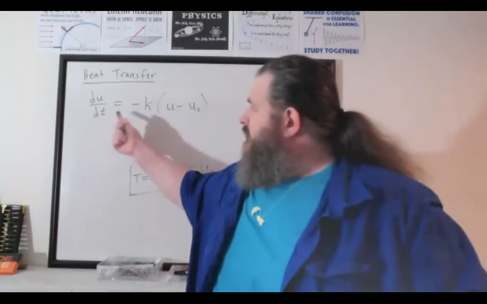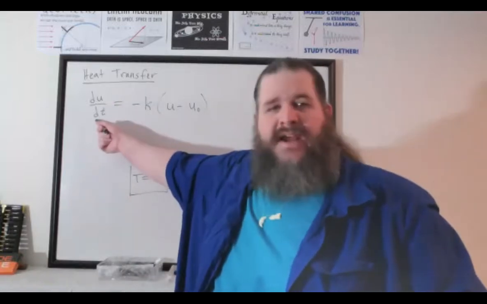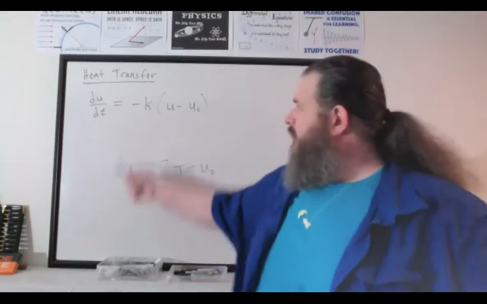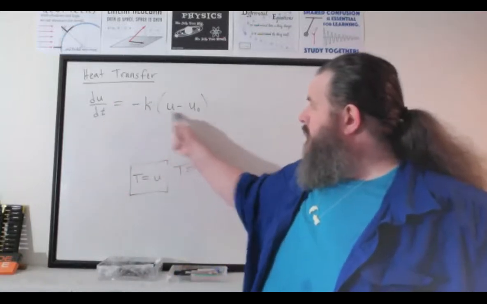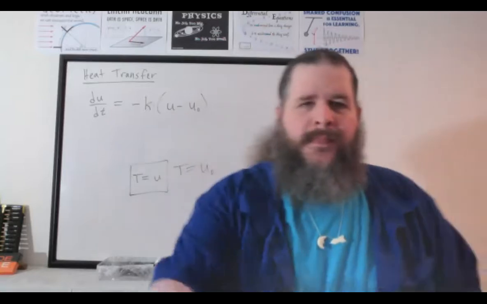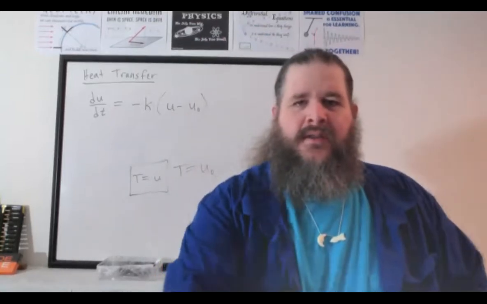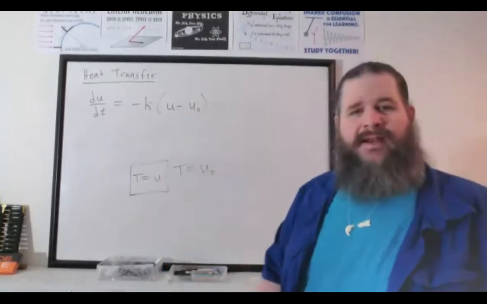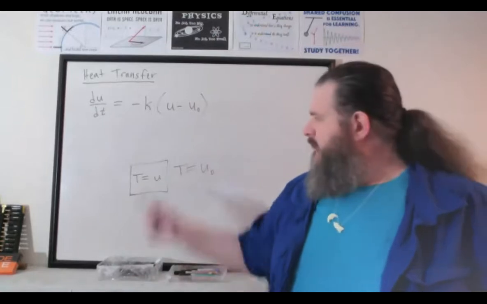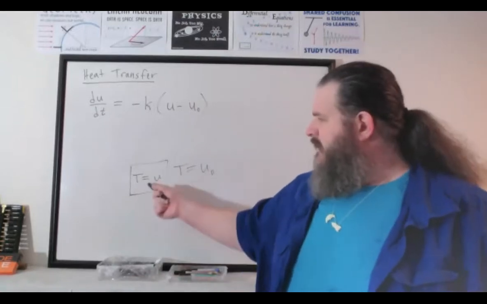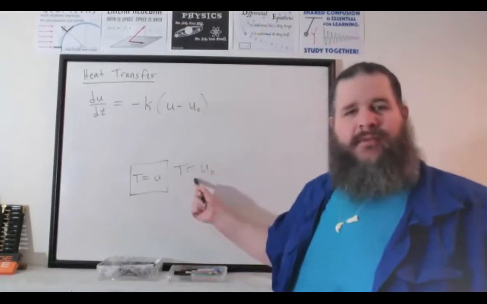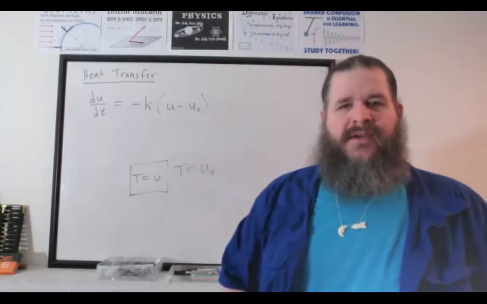Okay. The differential equation we're dealing with is rate of change of temperature of the object is proportional to the difference in temperature. That is how different the object's temperature is from the surroundings right now. For example, if the object is very different in temperature from the surroundings, what would you expect to happen?